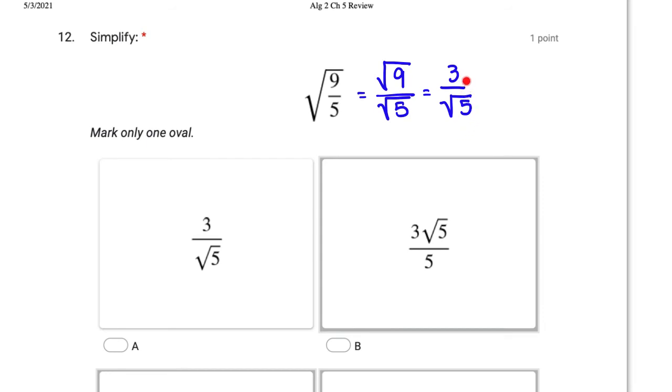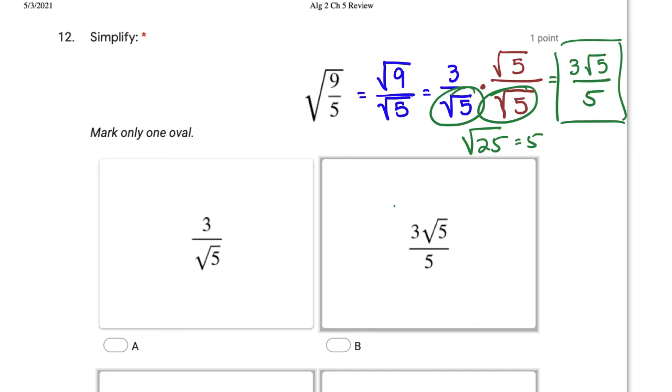In simplest radical form, not only do you have to take everything out from underneath the radical that you can, but you also can never have a radical in the denominator. So we have to rationalize it. How do we rationalize it? We multiply by something to make it a perfect square. In this case, by root 5. On the top, we're going to get 3 root 5. But in the denominator, root 5 times root 5, that's root 25, or just 5. That is our simplest radical form, B.